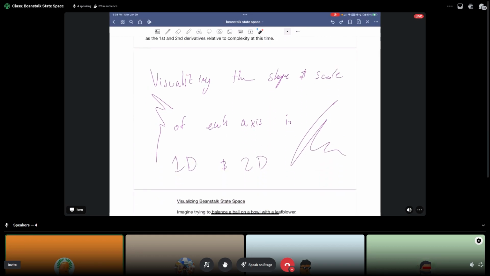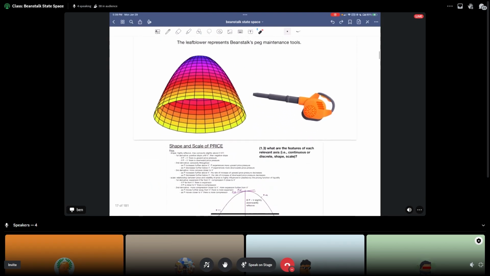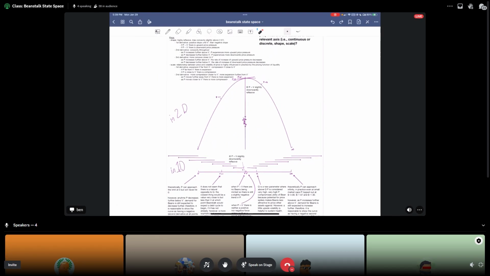So what's the best way to understand all this stuff? I think from the ground up. So let's start with one dimension and then build up to two dimensions and then try to build some intuition for how this all works in three dimensions. But let's start at the bottom. So this is what price looks like.